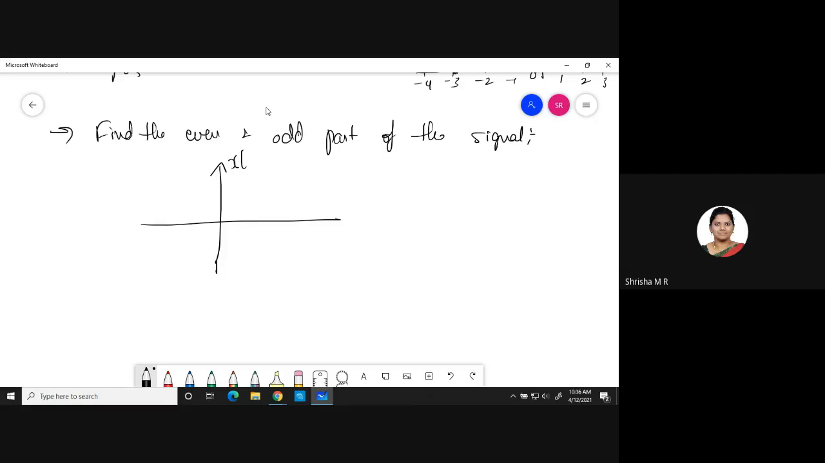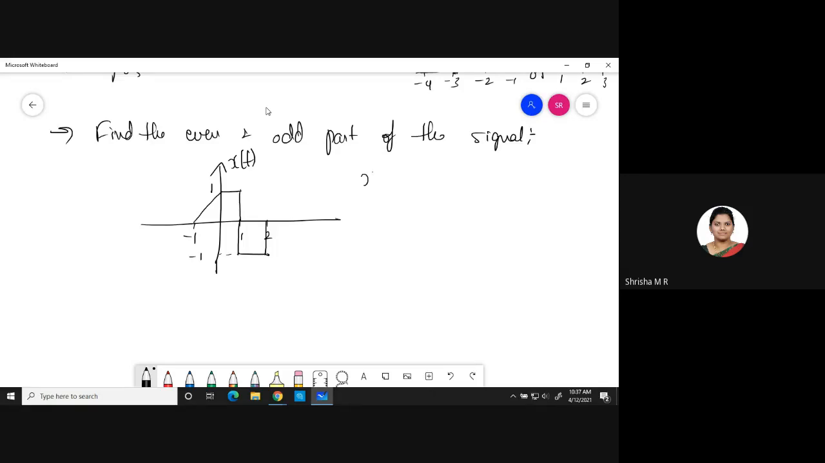So you have x of t, and you have 1, and you have 2 time period, and it's -1. So from -1 to 1, you have a ramp signal. Then at 1, the signal is 1. Again, there is an abrupt change. It goes to -1, and it comes to 2 later. So at 2, it goes to 0. This is the given signal. So you have to plot the even and odd part of the signal.